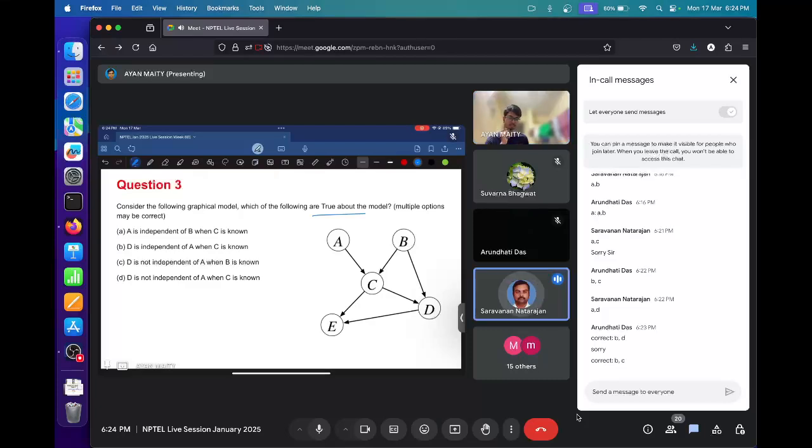Sir, I'm sure that A is correct. A is independent of B when C is known. And my answer was B is not independent of A when C is known. A and D is. Okay.